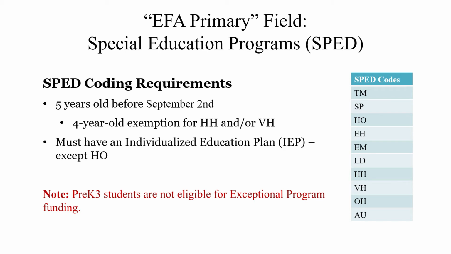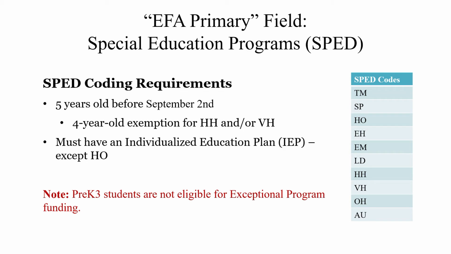Students who have a specific learning disability are classified as LD, which also includes DD and OHI. Students for whom OH classification is selected would also include a student with a TBI, and students for whom the TM status is indicated also includes the PMD. The law requires that students coded with one of the special education values in the EFA primary field must be at least 5 years old before September 2nd of the current school year.